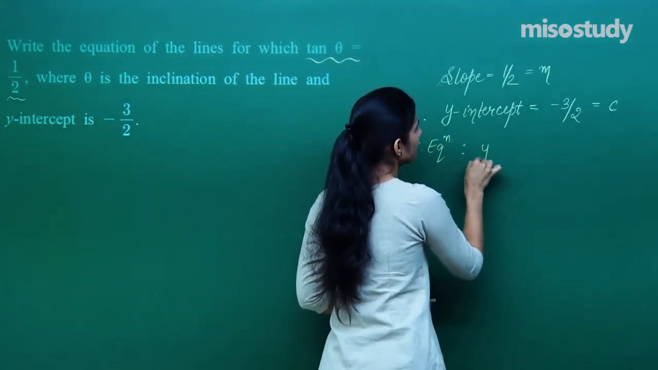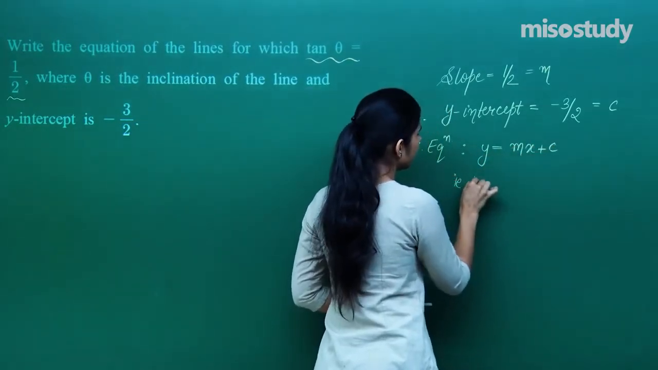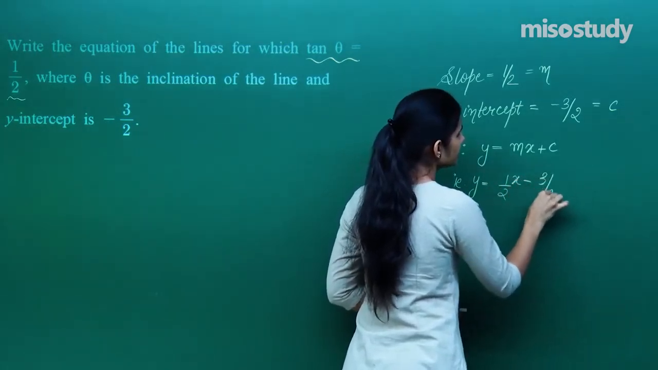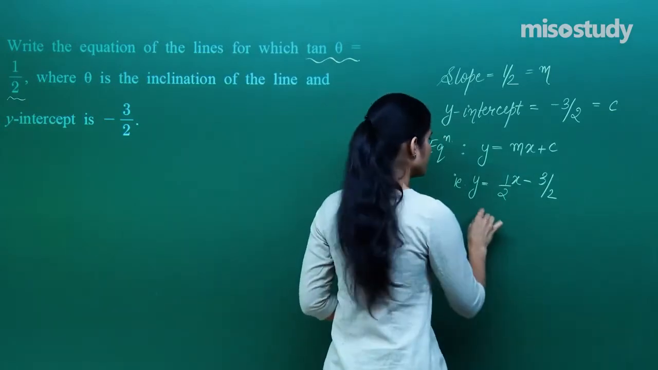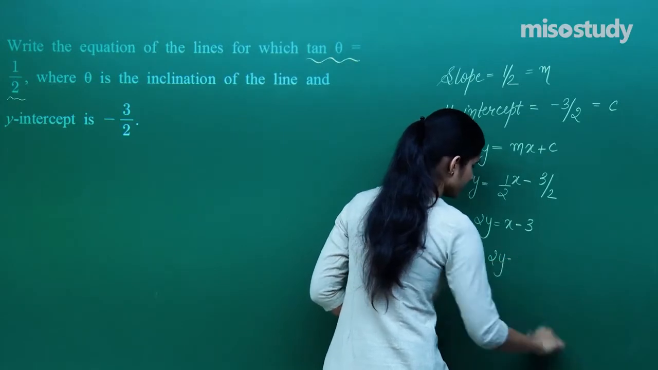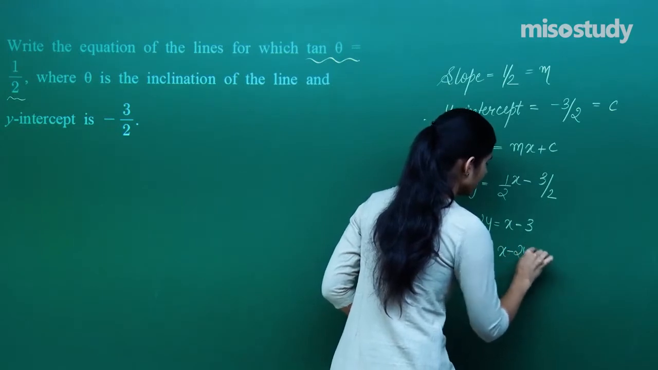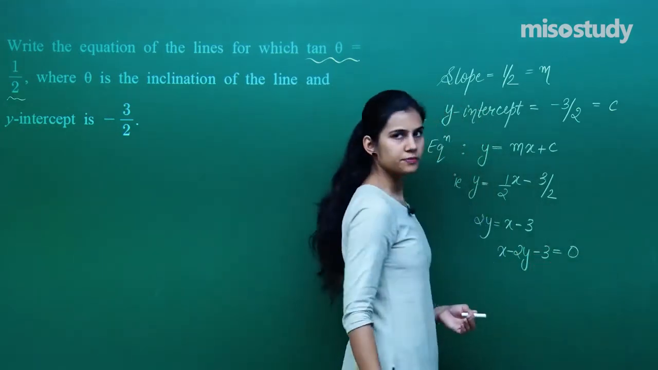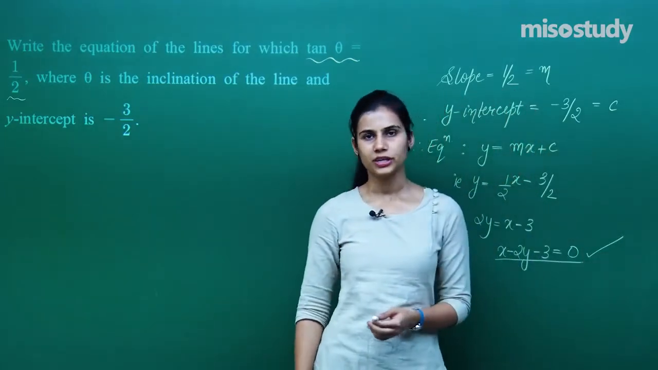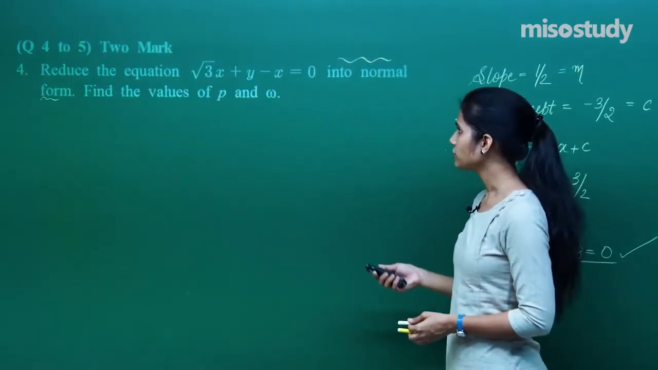Slope is represented by m, y-intercept is represented by c, and I have equation as, by the slope-intercept form, y equals mx plus c, that is y equals (1/2)x plus c, that is plus minus 3 by 2 or minus 3 by 2. This gives you 2y equals x minus 3, or x minus 2y minus 3 equals 0. ax plus by plus c equals 0, that's the very required equation of my straight line, which is having slope as 1 by 2 and y-intercept is minus 3 by 2.